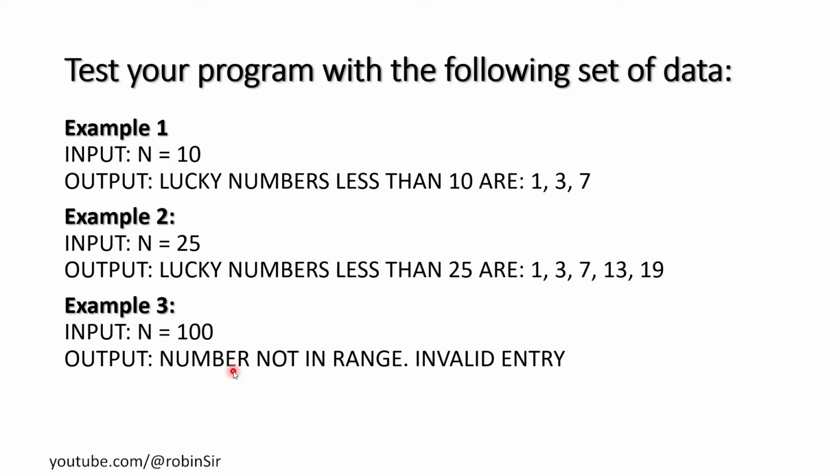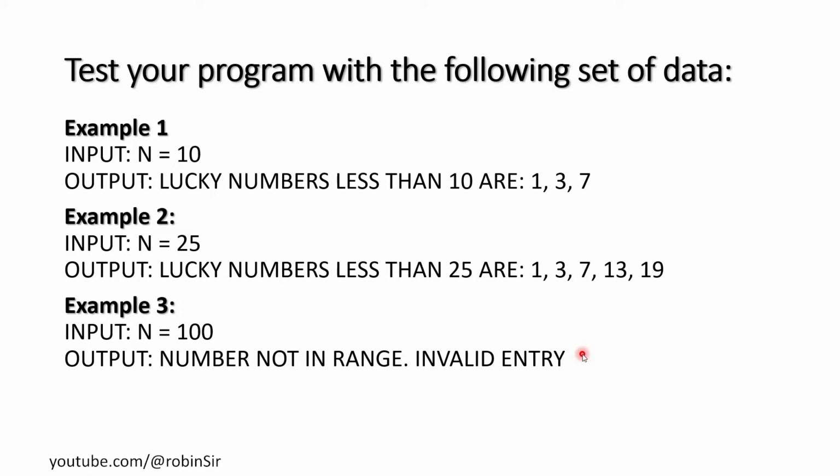So for example, if n is 10, then we should get 1, 3, and 7. If n is 25, we should get 1, 3, 7, 13, and 19. And if n is 100, then it's out of range, so we will print number not in range, invalid entry.